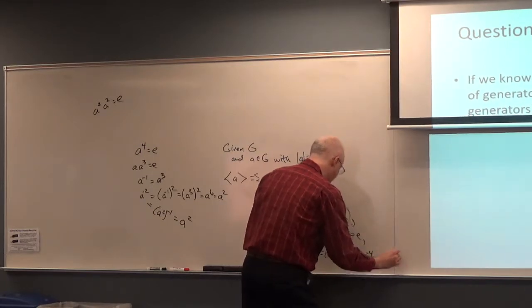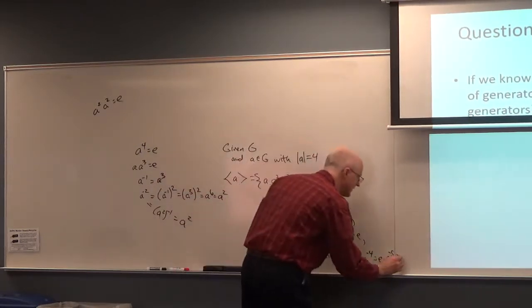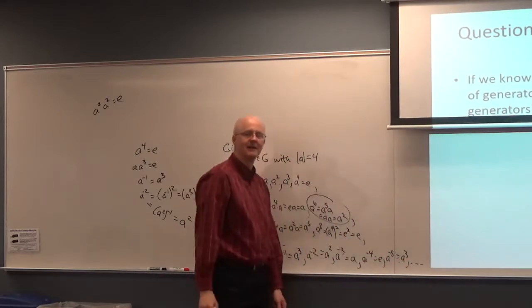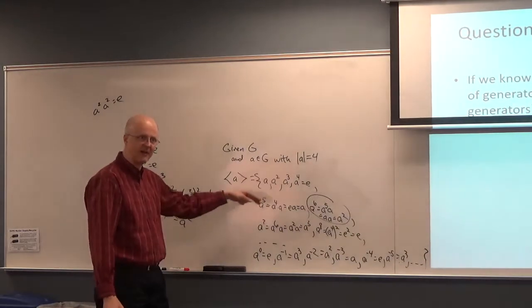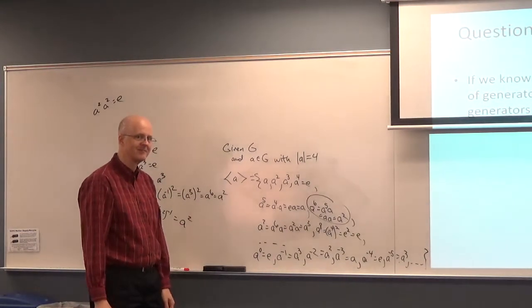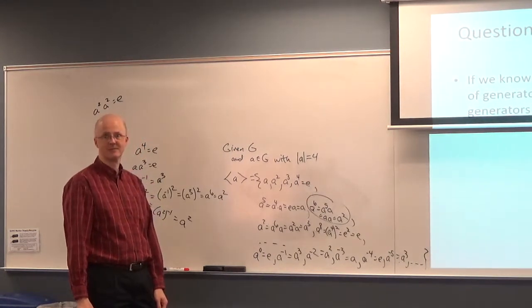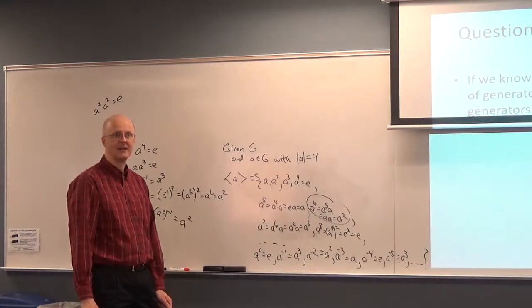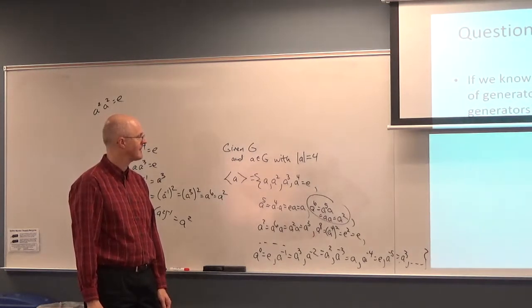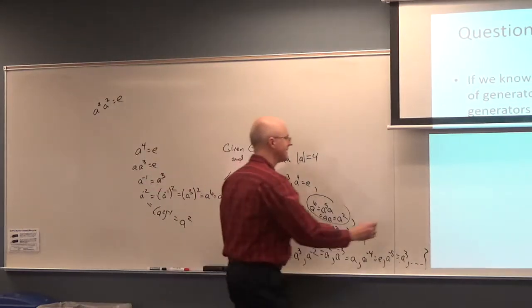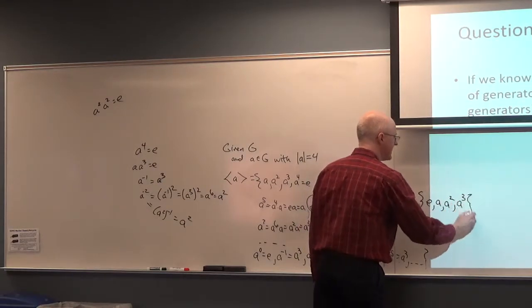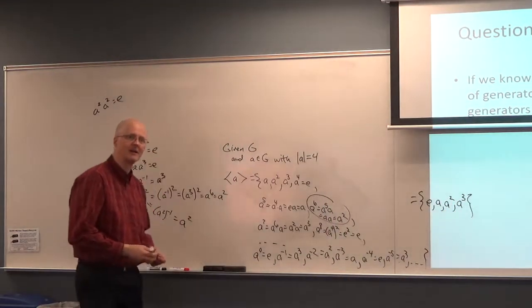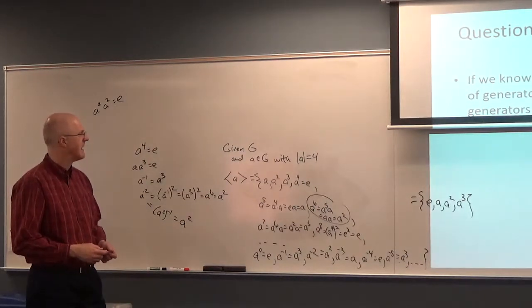A to the negative 5 will be the same as a to the negative 1, which was a cubed. I know I'm putting these all in strange order. They're going to consider the positives first and then the negatives. They're just set, so it doesn't really matter what order I put them in. So this is a finite set. The cyclic subgroup generated by A really is a finite set because I get repetition. How many generators does it have?